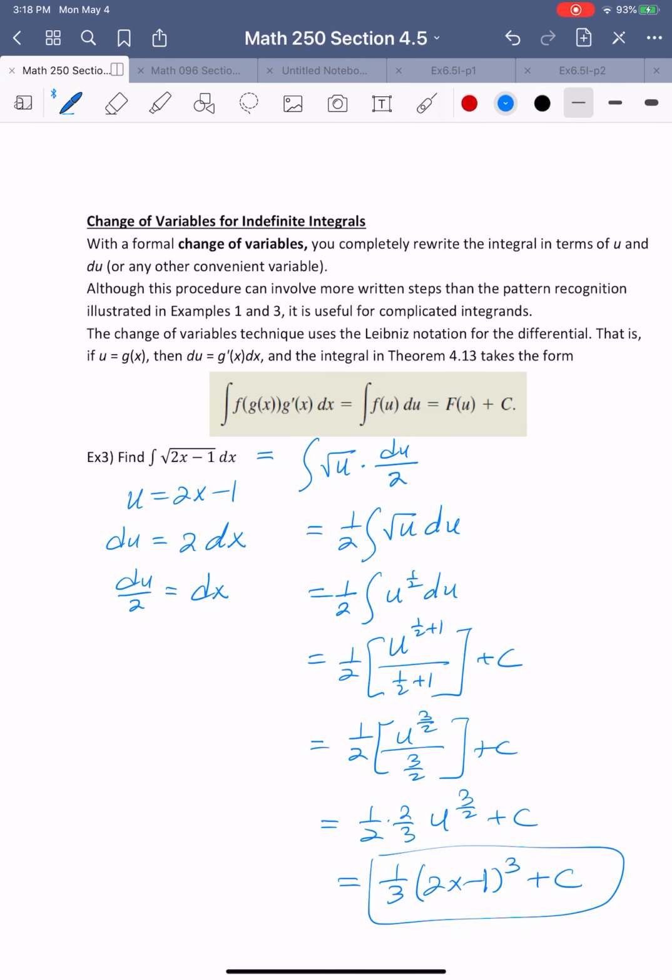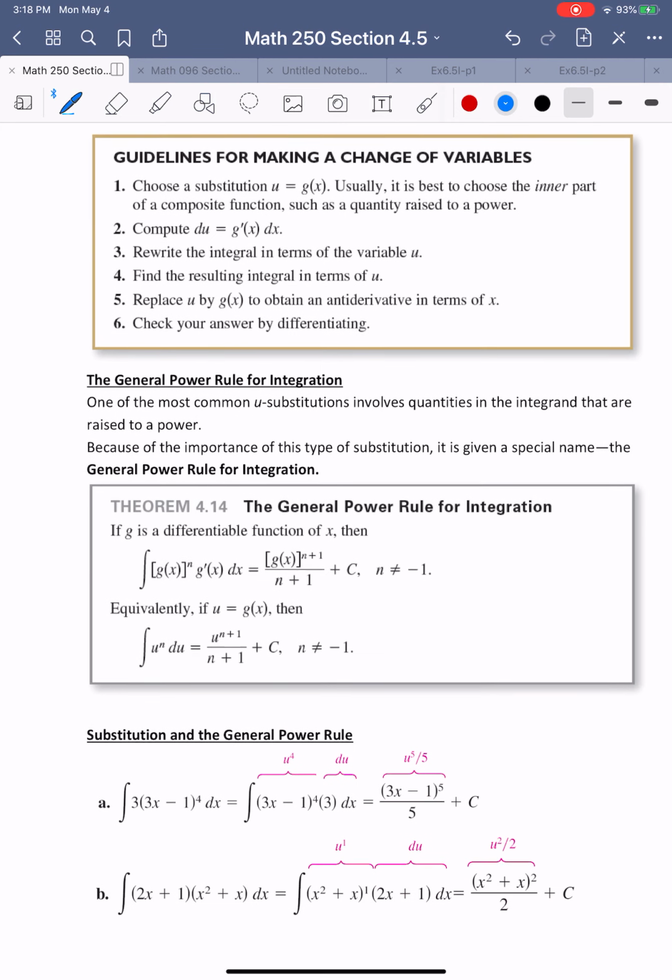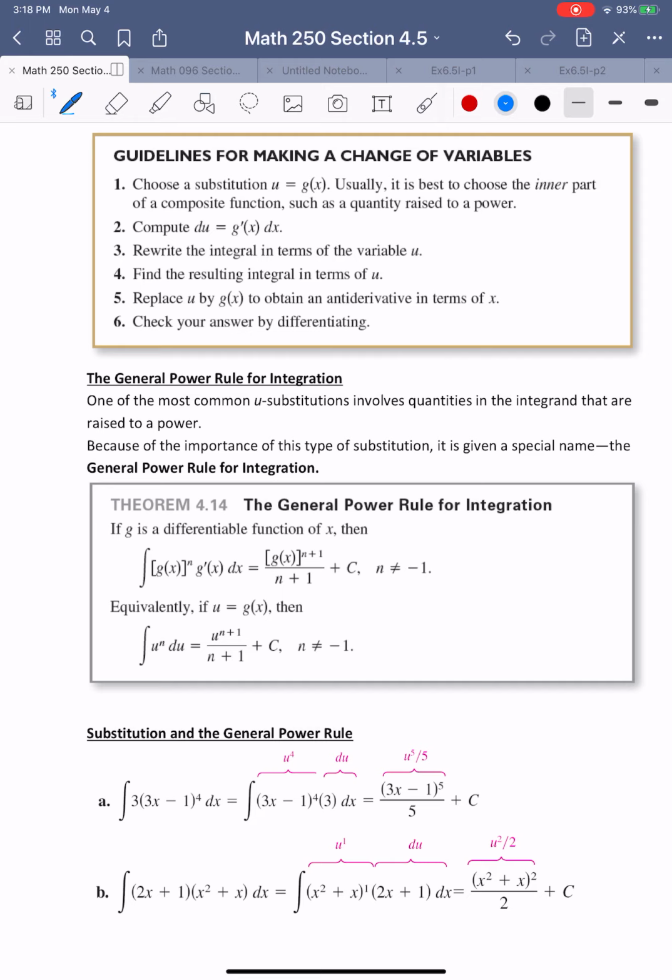Alright, so that's finishing the antiderivative. So here are the guidelines for making a change of variable. Number 1, choose a substitution u equal to g of x, and usually it is best to choose the inner part of the composite function, such as a quantity raised to a power. Number 2, compute du equal to g prime of x dx, and rewrite the integral in terms of the variable u.